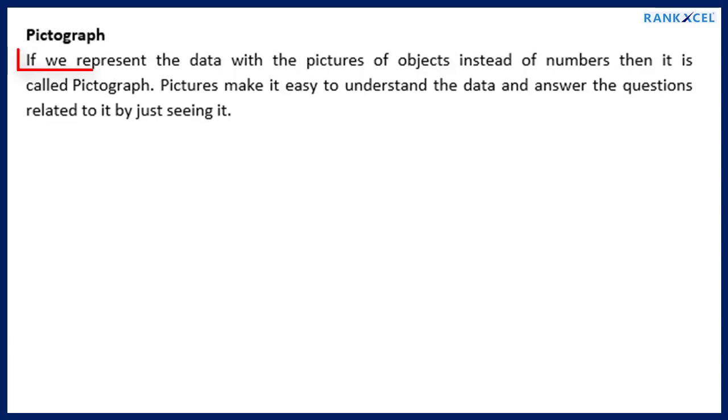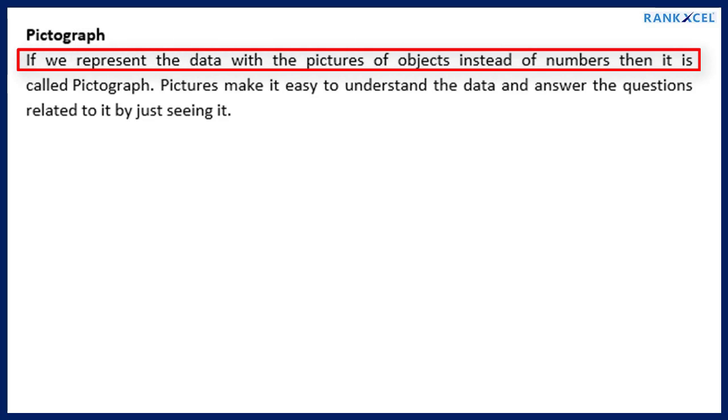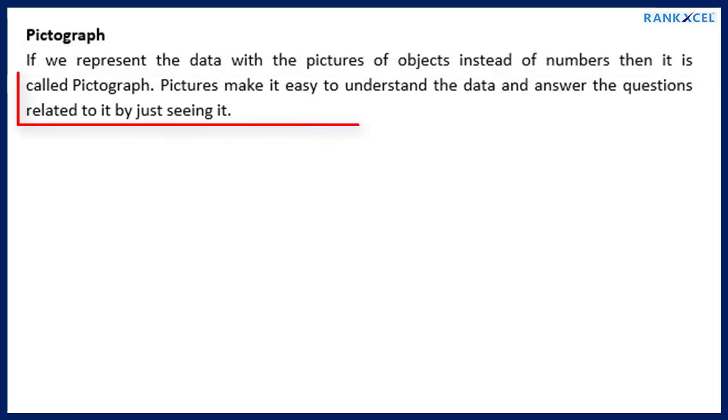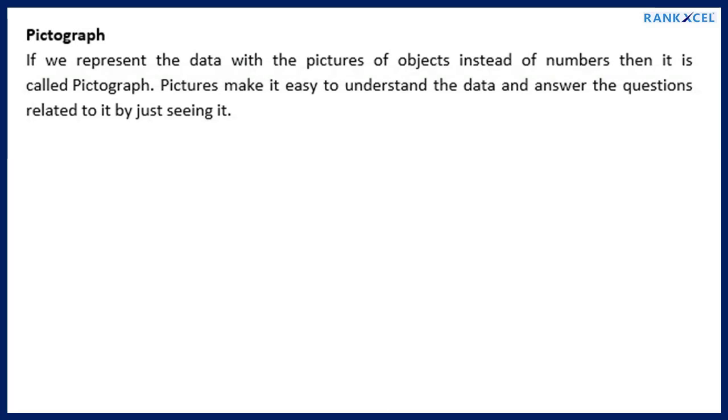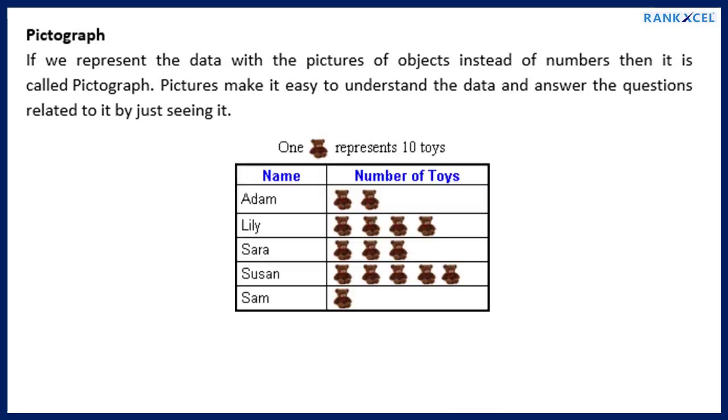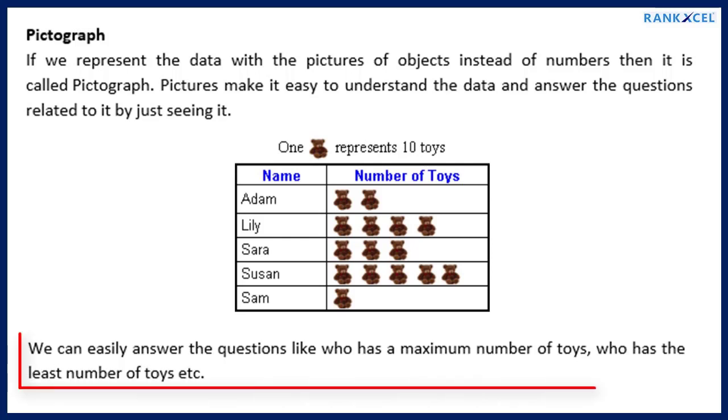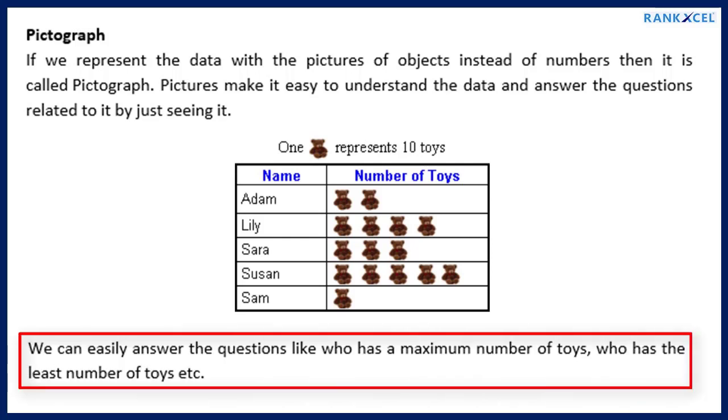Pictograph. If we represent the data with the pictures of objects instead of numbers, then it is called pictograph. Pictures make it easy to understand the data and answer the questions related to it by just seeing it. We can easily answer the questions like who has a maximum number of toys, who has the least number of toys, etc.